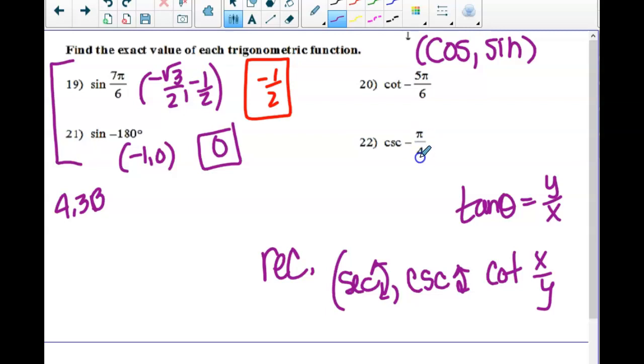Okay, pi over 4 is how many degrees? 45. So it's actually saying negative 45 degrees. Can you find that one? You could add 360 and you'd get 315. It is square root of 2 over 2 and negative square root of 2 over 2.